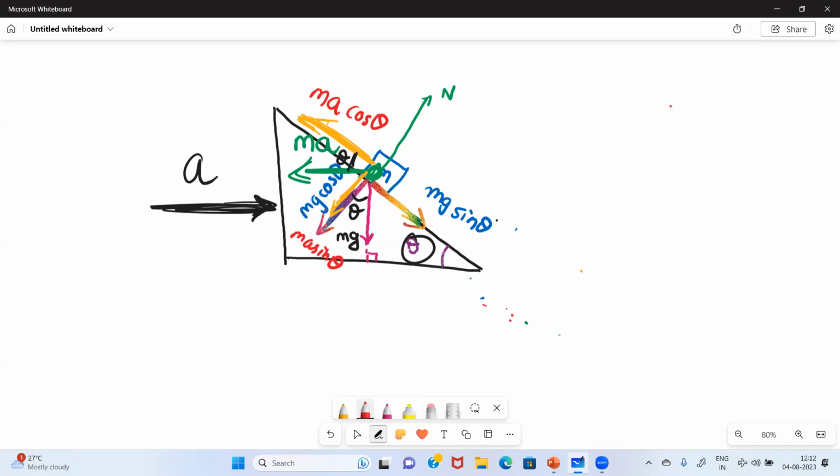Yes, students. So your normal reaction, the net upward force. What is the net upward force? Perpendicular to the plane in this direction, along the normal. What is the force? N. What is the force downwards? Mg cos theta plus Ma sin theta. So normal reaction will be equal to Mg cos theta plus Ma sin theta. What about Mg sin theta, which is taking it down? It will be equal to what? Ma cos theta. So when Ma cos theta is equal to Mg sin theta, the small block will not move.